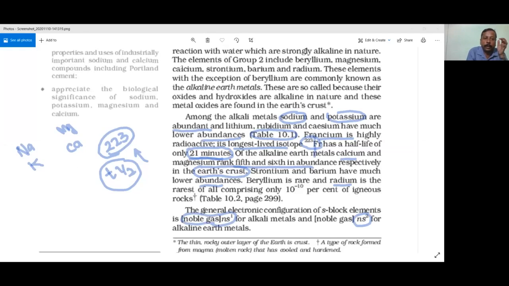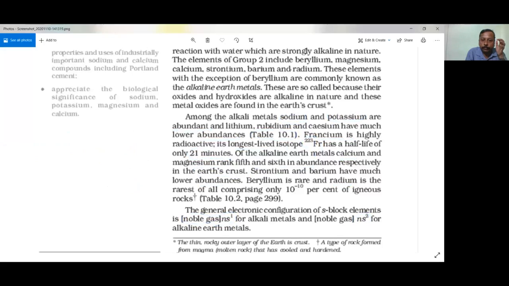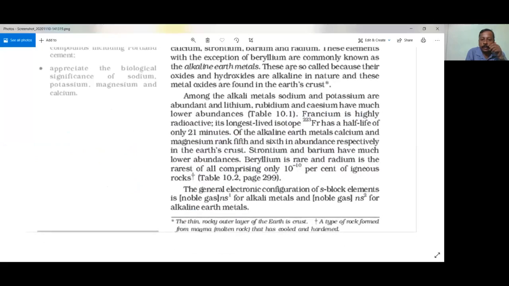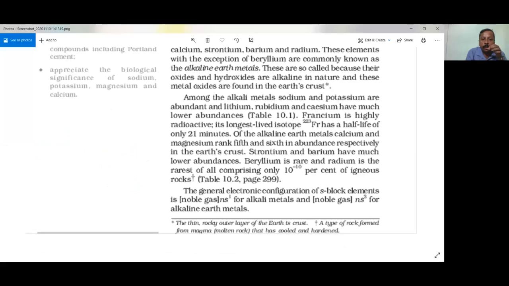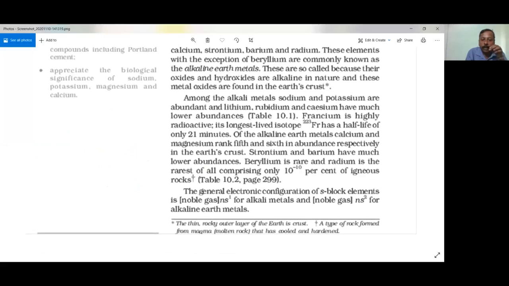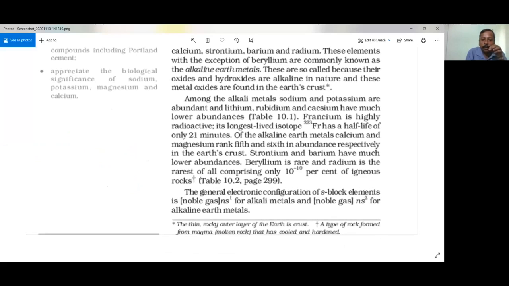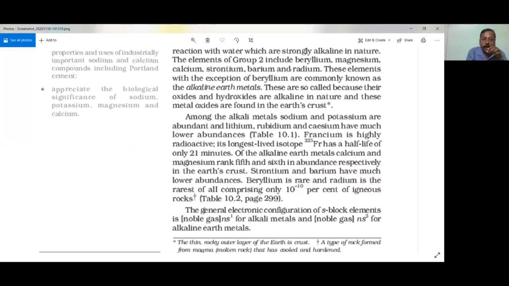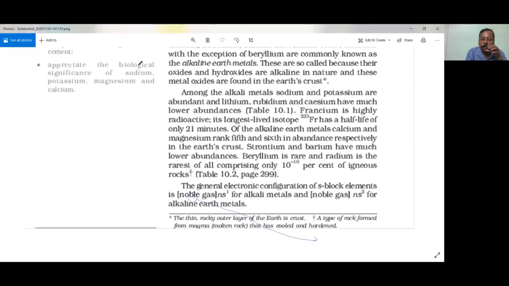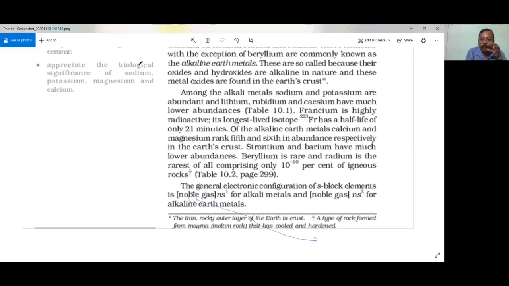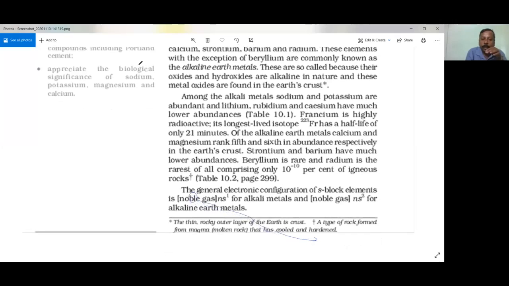Now let us see the next. One more important word is given. What is that? Thin rocky outer layer of earth crust. Where are they available? Thin rocky outer layer. And a type of rock formed from magma, molten rock, that has cooled and hardened: igneous rocks. What are igneous rocks? That is explained here. Igneous rocks means the type of rock formed from magma, molten rock, that has cooled and hardened.